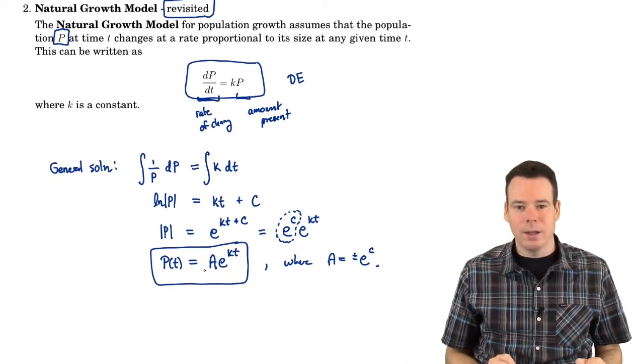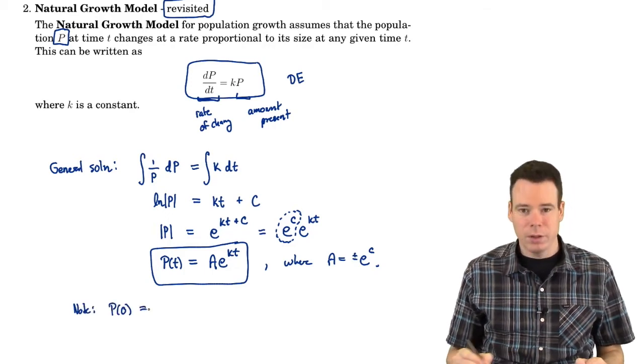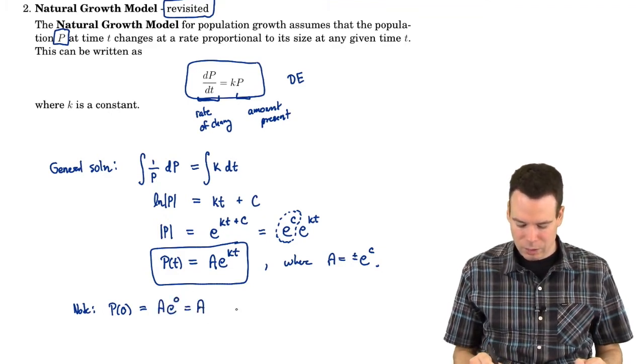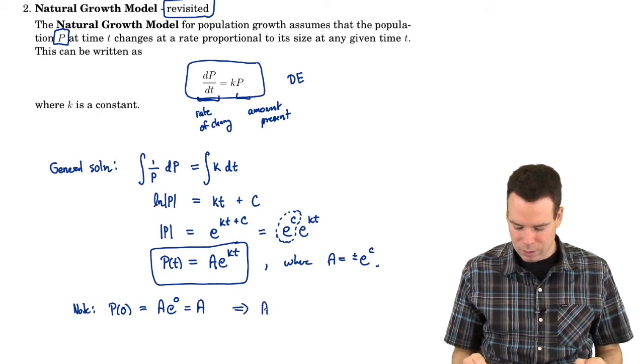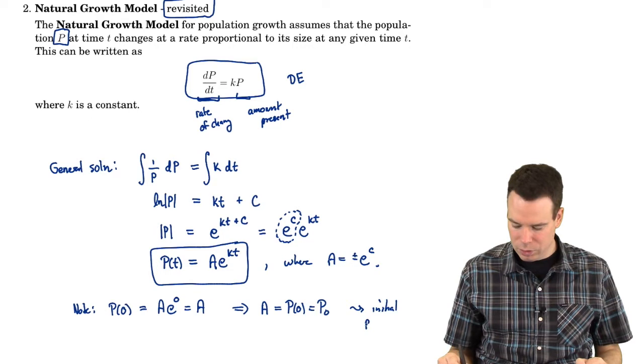Now, what is A in this case? Well, we can notice that P of 0, if I take the population at time 0, plug 0 in, then the right-hand side becomes A e to the 0, which is just A. So that constant A that's sitting in front, it's just the initial population, which we typically call P naught. And that's the initial population.